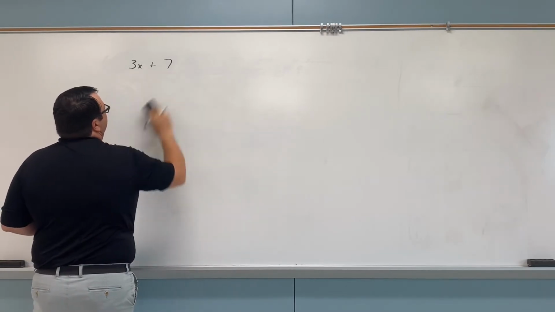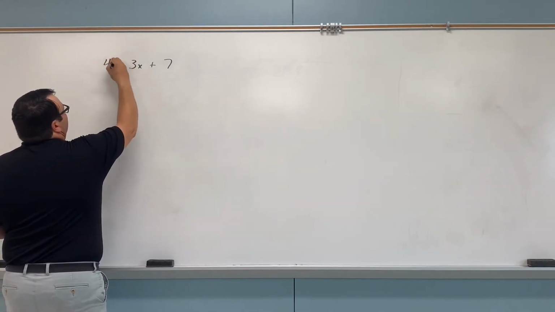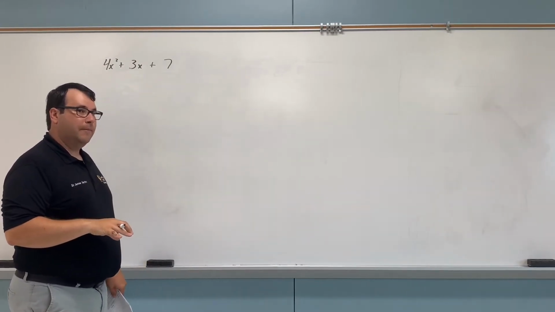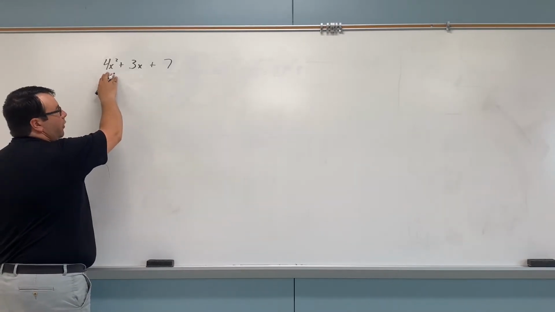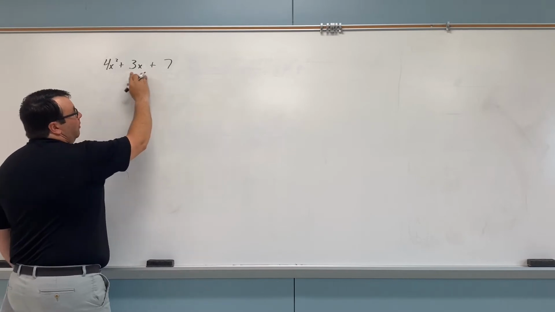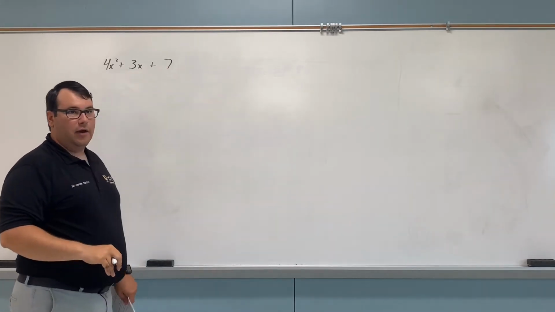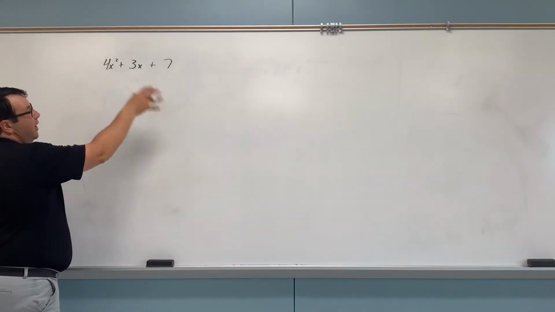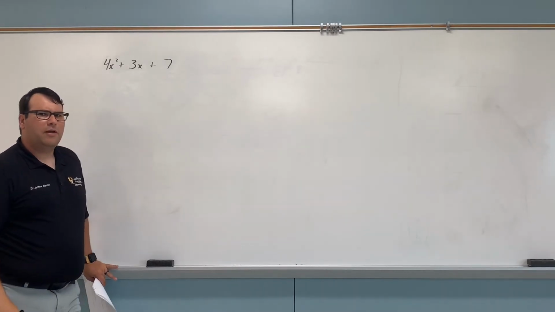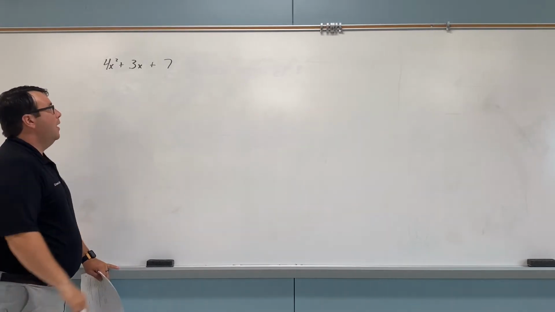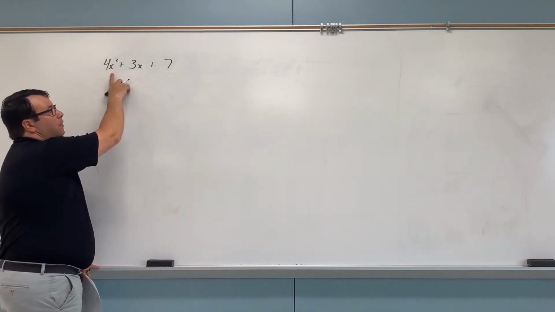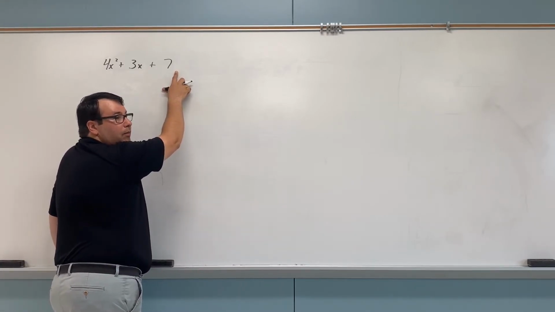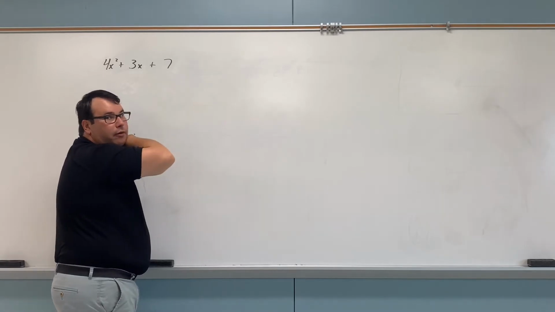If I were to introduce something else, such as this, I'm now looking at three different terms. And so I have 4x squared is one term, I have 3x is another term, and I have 7 is a constant term or a constant value. Now, looking at each of these components, you might notice that there's something a little bit different about each one. This has a power of 2. This has a power of 1. This has a power of 0, meaning it's constant. There is no variable there that we see within the problem.